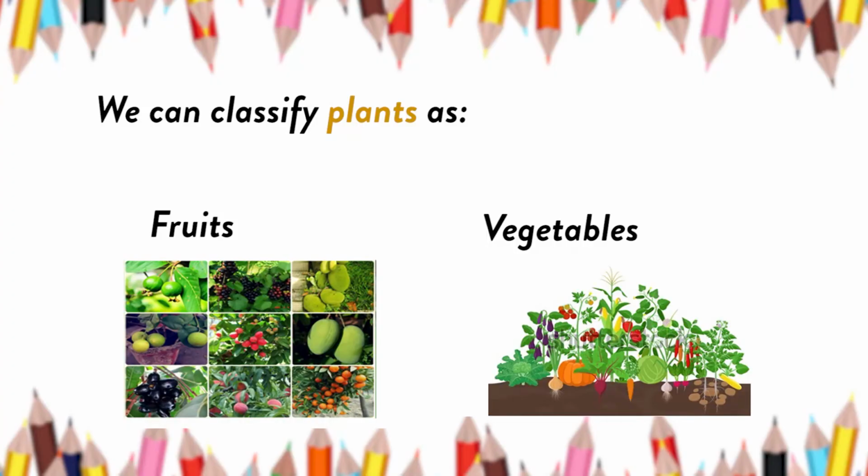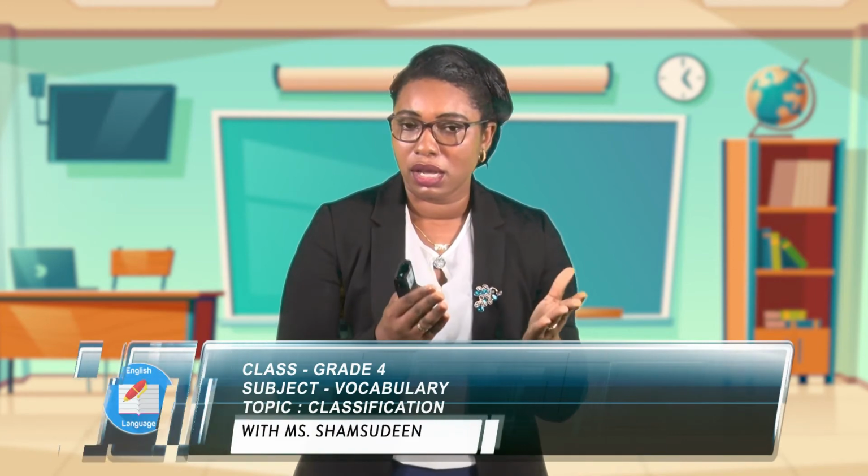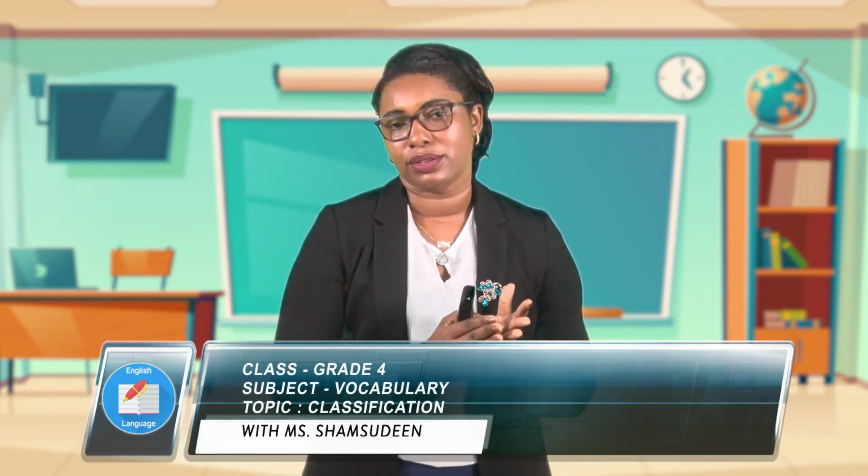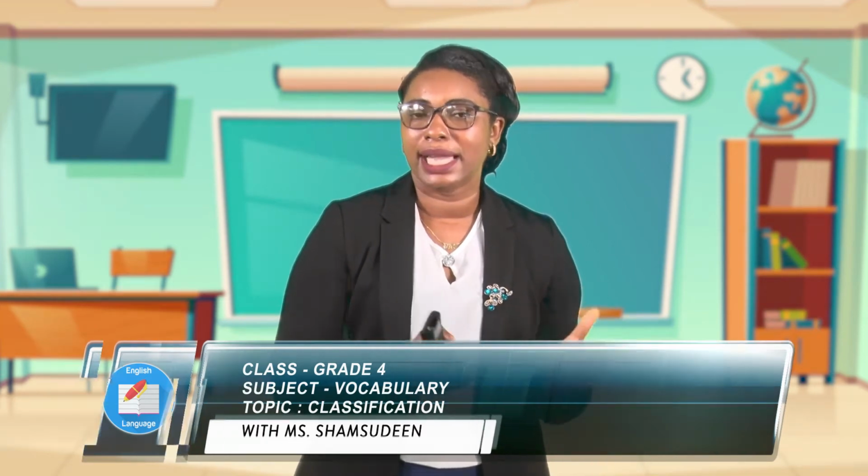The same thing for our plants. We have some plants that are fruit plants, and we have some that are considered to be vegetables. So we can also do that. We can have fruits and we can have vegetables. And so that's how we classify things. We look for the things that are common among them and we put them in a group all together. Or we can say we classify them together.